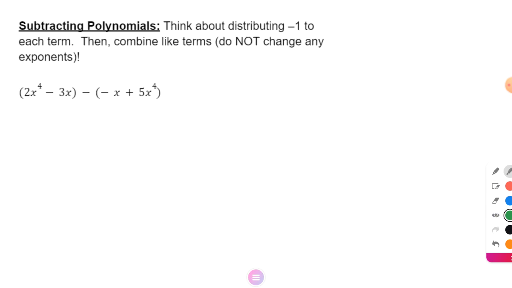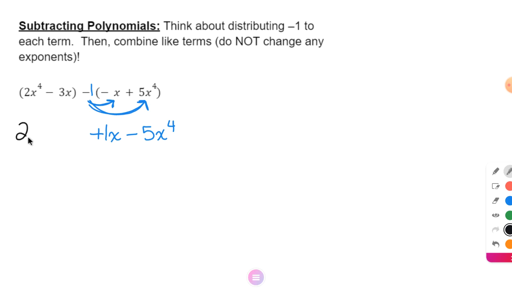All right, subtracting polynomials. Think about distributing a negative 1 to each term. Then it's simply an addition problem. Combine like terms, don't change any exponents. So if I think about distributing this negative 1 to each term, well, let's see, negative 1 times negative x is positive 1x, and negative 1 times positive 5x to the fourth is negative 5x to the fourth.